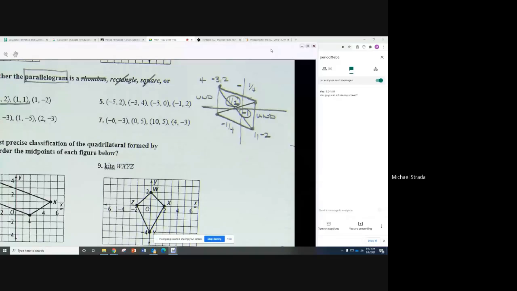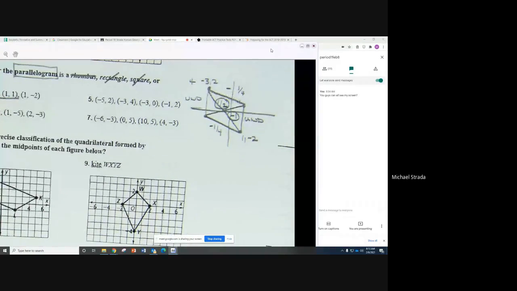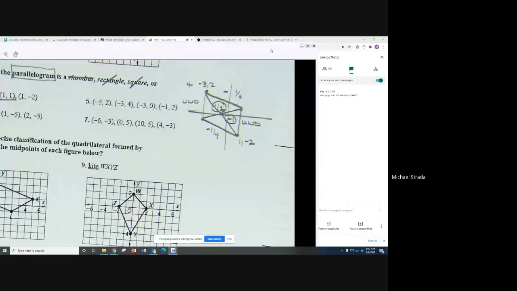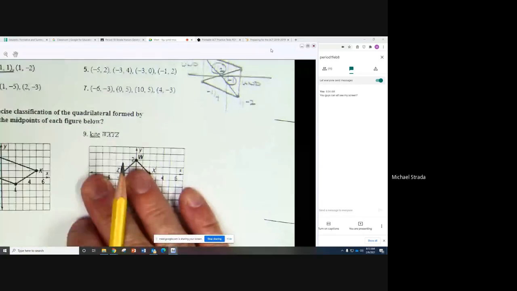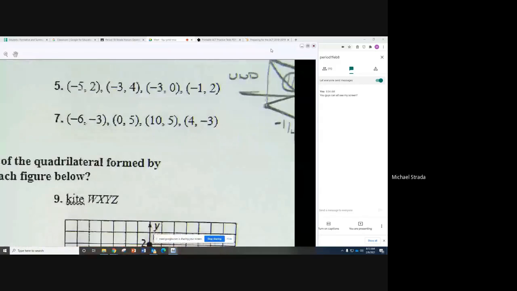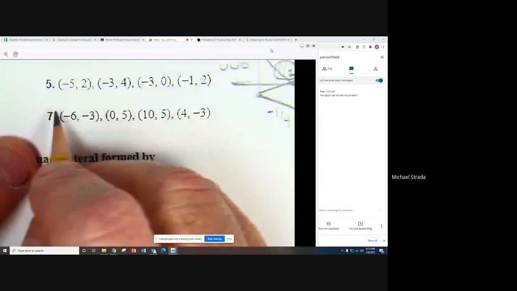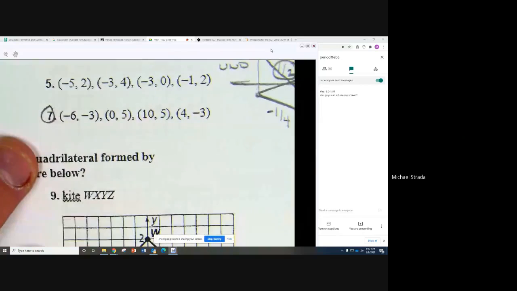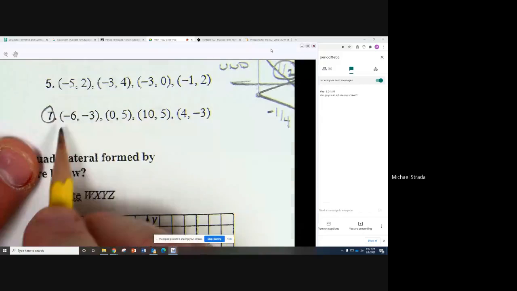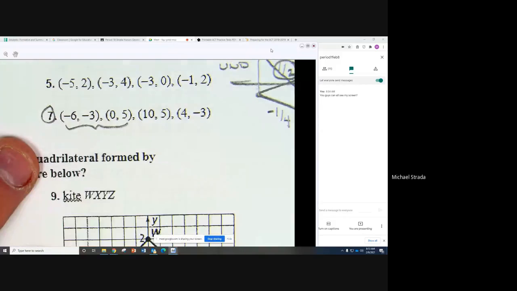If you want to use distance formula, you certainly can. That's up to you. Now, if you want to do it without a diagram, that's okay. If you feel you can do that, you look at number 7. The sides are consecutive vertices, so all you're going to do is look at each pair that are next to each other.